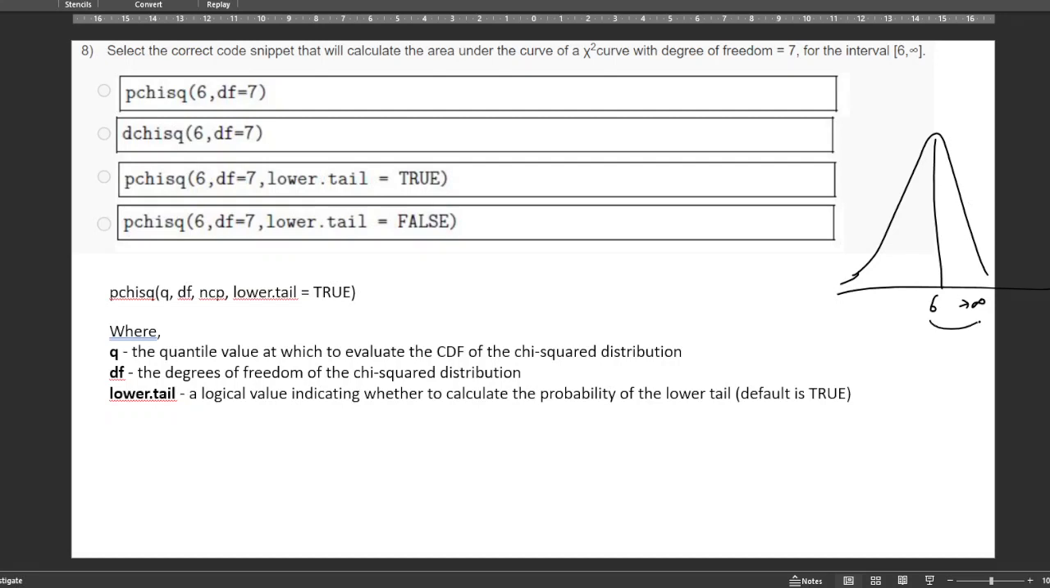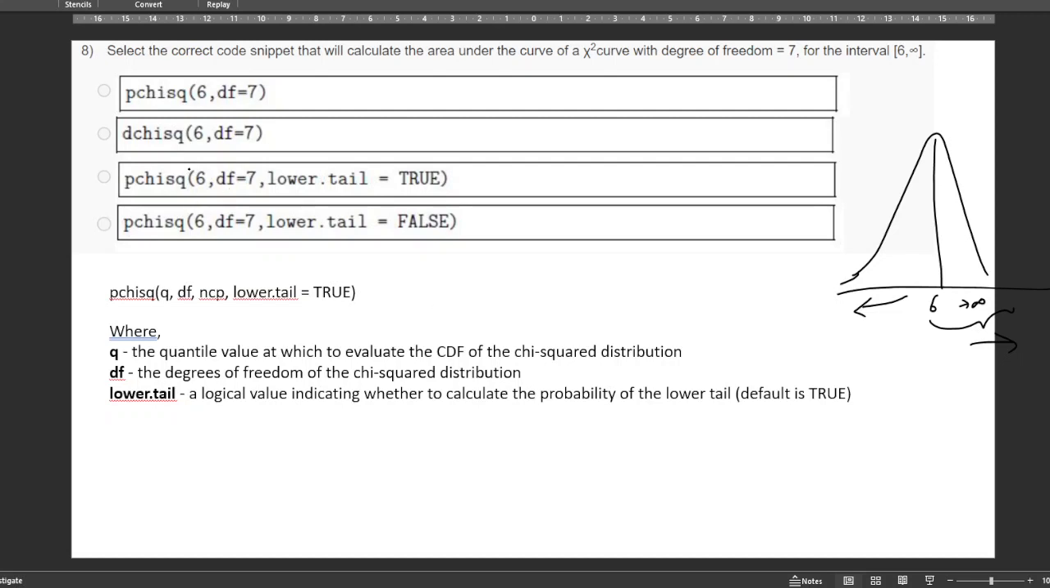6 to infinity means this upper tail. This is not the lower tail, this is the upper tail. To find this, what we have to do is take the cumulative distribution of the chi-square distribution starting from 6, that's a quantile value, to which we have to evaluate the CDF like before, whatever we discussed.